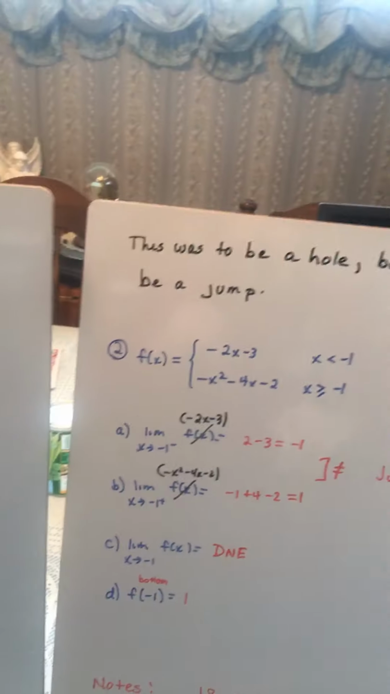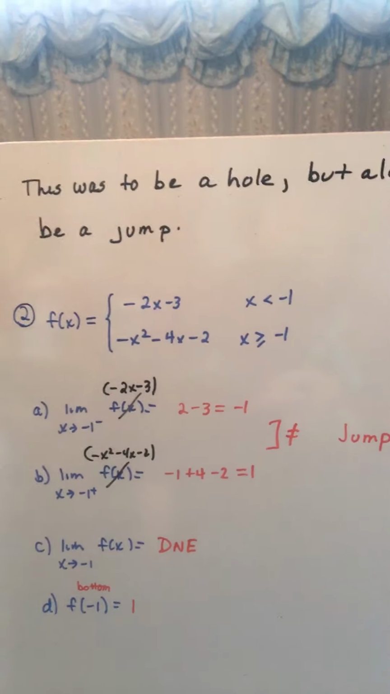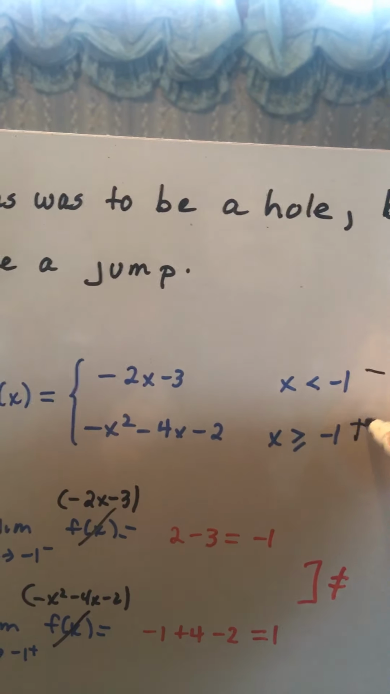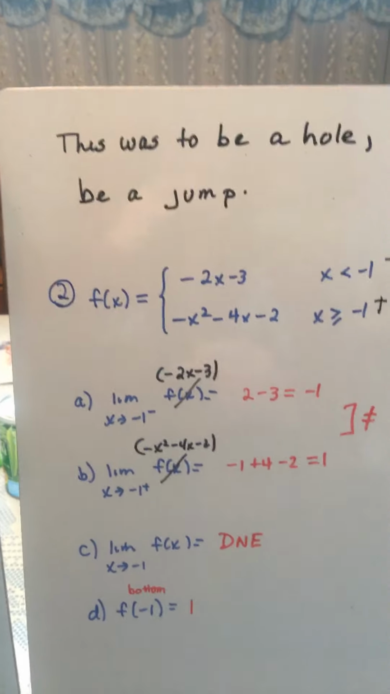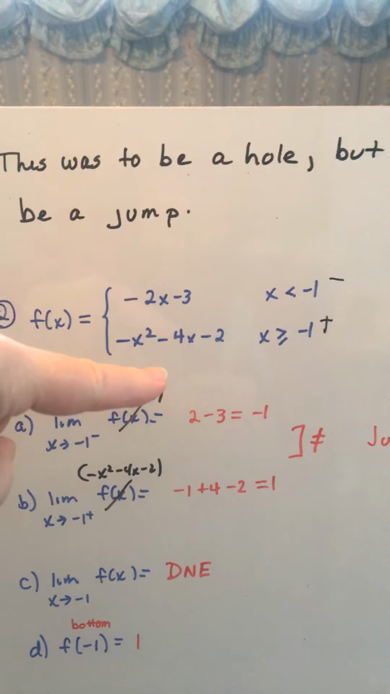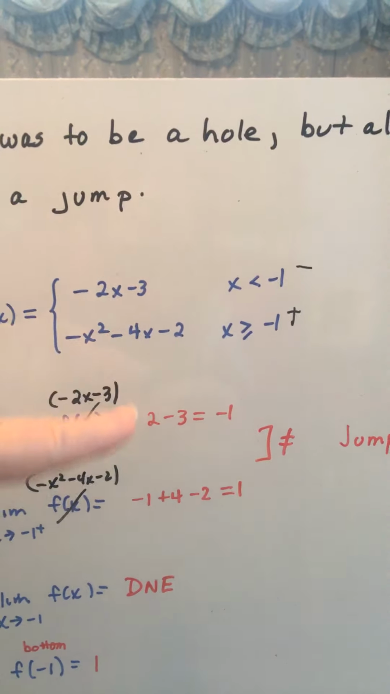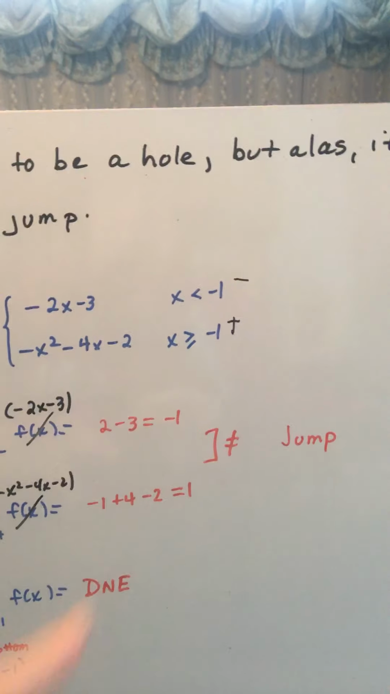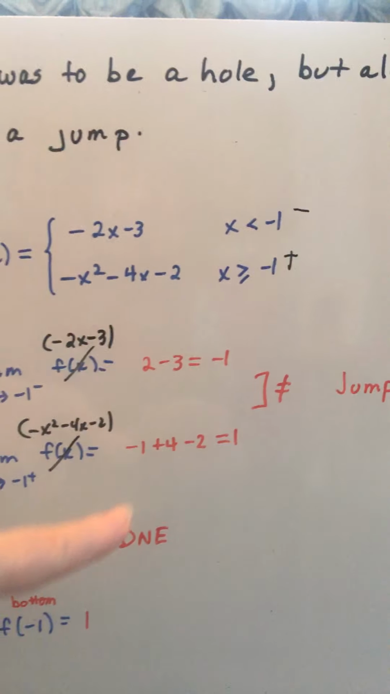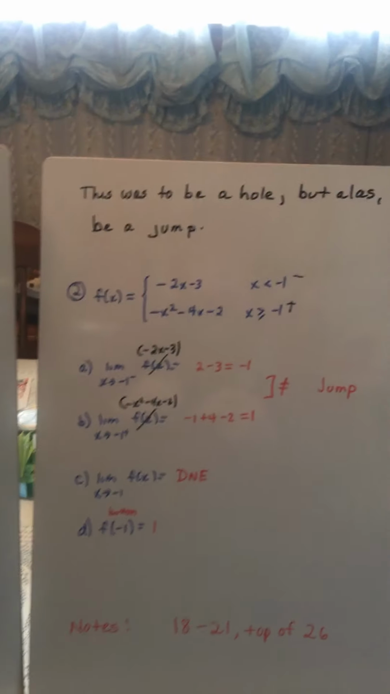Now, this last one was to be a hole, but alas, it will be a jump. It's a mistake. Oh well, again, live with it. Notice this is the first appearance of -1, the second appearance is less than, greater than. So the limit as x approaches -1 from the left, I substitute in -2x minus 3 and get -1. As I approach -1 from the right, it's the second one. I write it up above. I substitute and get 1. Alas, it's a jump. In this case, the equal sign is at the bottom, so the function value is going to be 1. Sorry about that being on the wrong sheet.